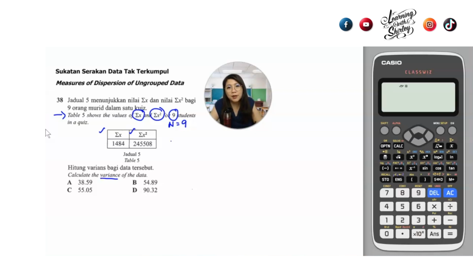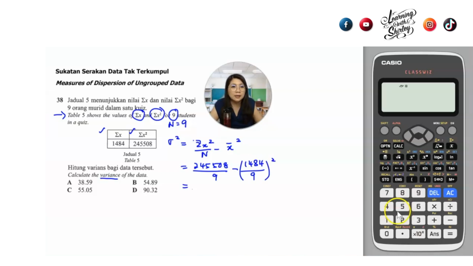So the formula for variance is the sum of x squared over n minus the mean square, right? The mean here is not given, so we have to calculate the mean separately. The sum of x squared is given as 245,508, then over 9. To find the mean, I'm going to use the sum of x over the number of students. So it'll be 1484 over 9, and remember to square it. So let's calculate this.